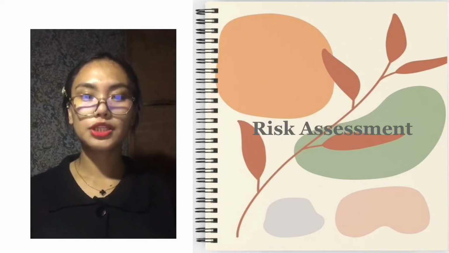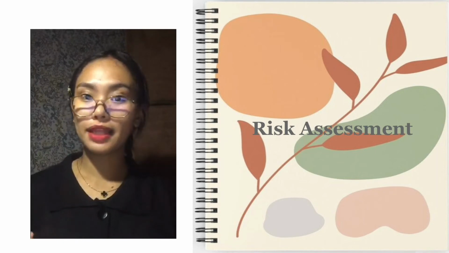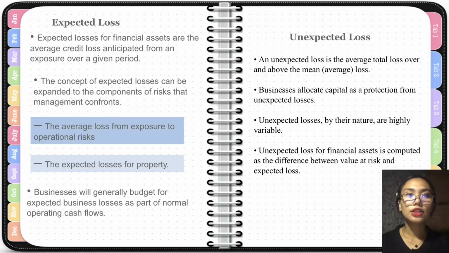Risk assessment tools. There is the expected loss and the unexpected loss. The expected loss for a financial asset is the average credit loss anticipated from an exposure over a given period. Then the concept of the expected loss can be expanded to the components of risk that management confronts. These include the different types of risk that management faces.